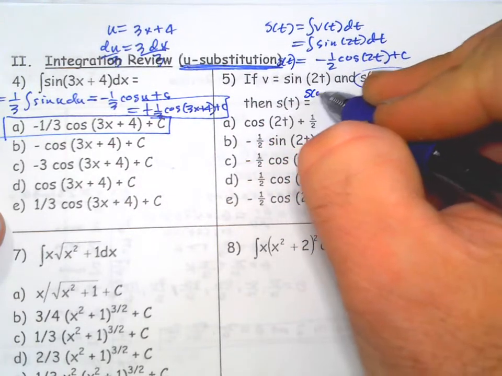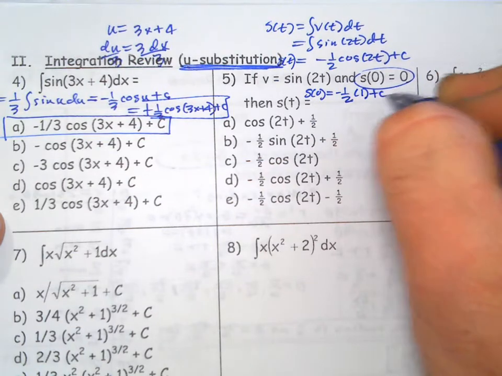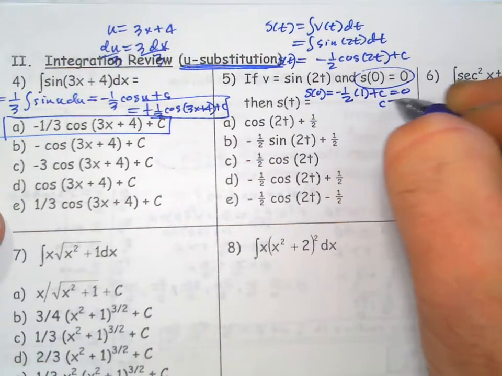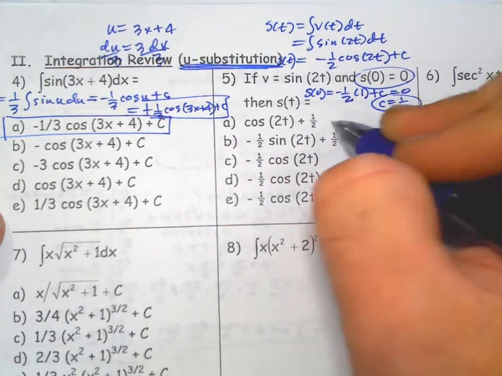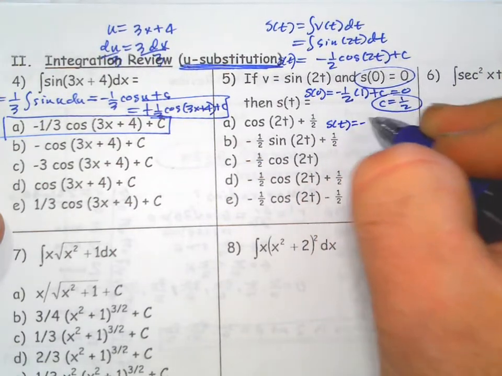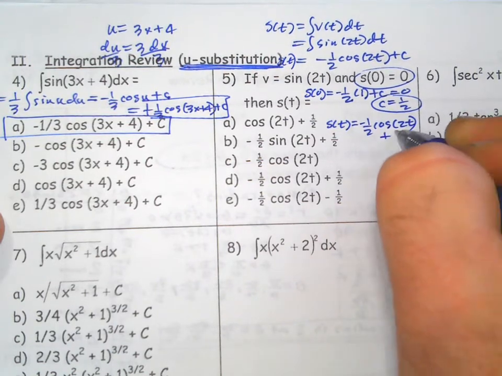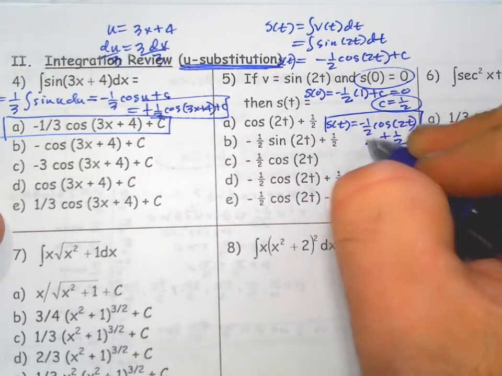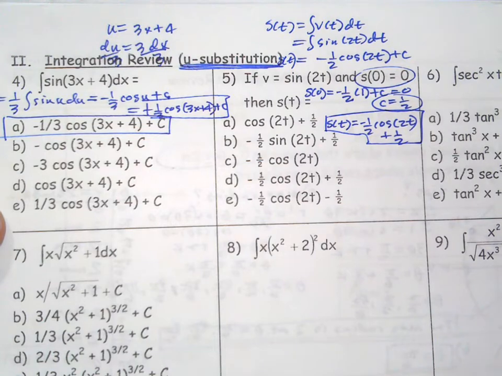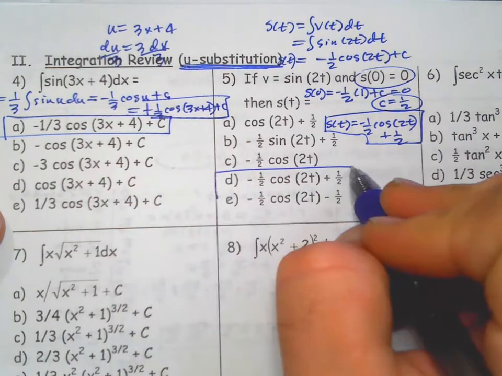So s of 0 equals 1/2. Cosine of 0 is 1, plus c, and it should come out to 0, so that means c should equal positive 1/2. So your answer for s of t should be negative 1/2 cosine of 2t plus 1/2. So I think it's that one right there, D.